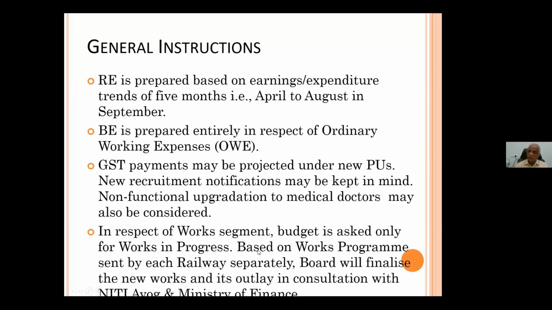Then in regard to the works segment, budget is asked only for works in progress. Then based on the works program sent by zonal railways, the works are selected. For that, how much is required for new works and how much total money is available, the railway board will keep in mind. For new works, they will set apart certain money, and the remaining amount, as per our works in progress, whatever our projections are, accordingly, based on the money available with the railway board, they will be distributing to each of the zonal railways and works.